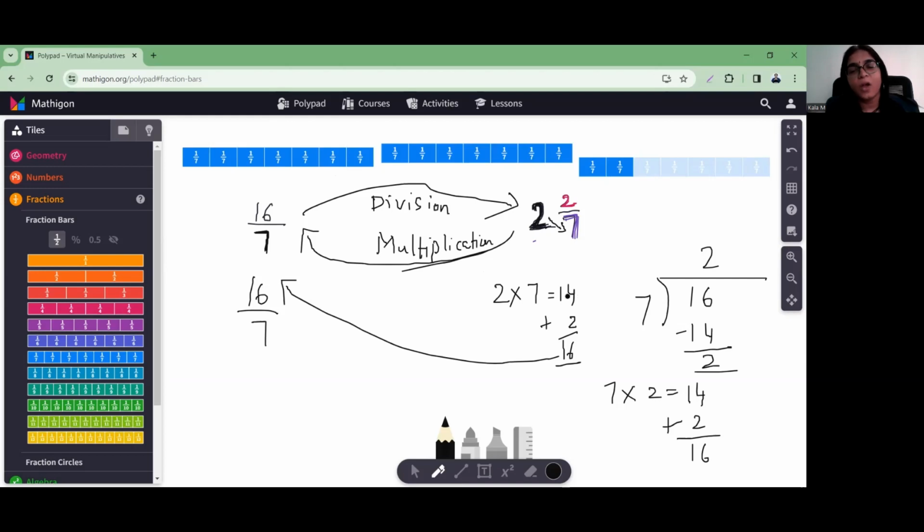This is another way of getting from mixed fraction to improper fraction. Hope you understood this one. In the next video, we will talk about how to compare numbers, compare our fractions.